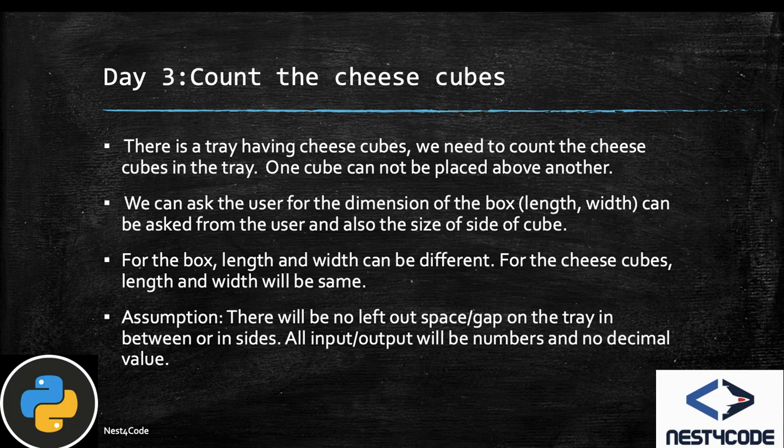We can ask the user for the dimensions of the box, like the length and width, and also the size of the side of the cube. For the cube we just need the size of the side, because the length and width would be the same for the cube. And assumptions are always very important in a problem statement: there is no left out space or gap in the tray. So we can consider that cubes fit properly in the tray.